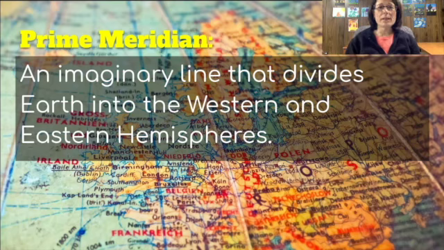The prime meridian is an imaginary line that divides Earth into the western and eastern hemispheres. If you take a look at this globe here, this blue line that I have my pointer on, this is the prime meridian. It runs through Greenwich, England. I don't know how they established that, but that's what they did. Maybe you could look up the history on that. That would be interesting. So it goes through Greenwich, England, and it divides the eastern and western hemispheres.